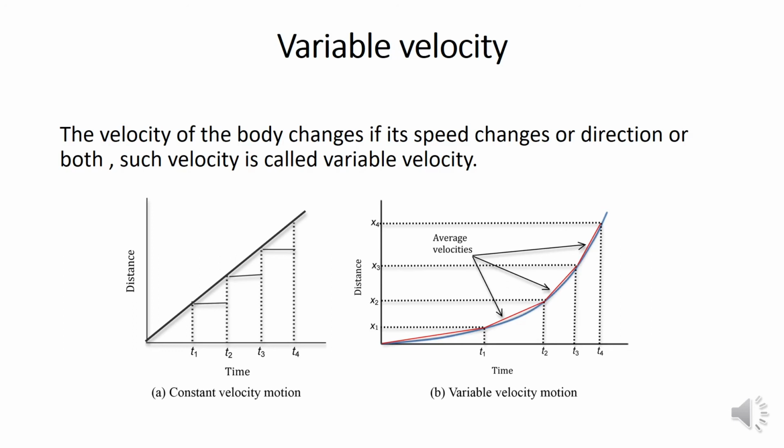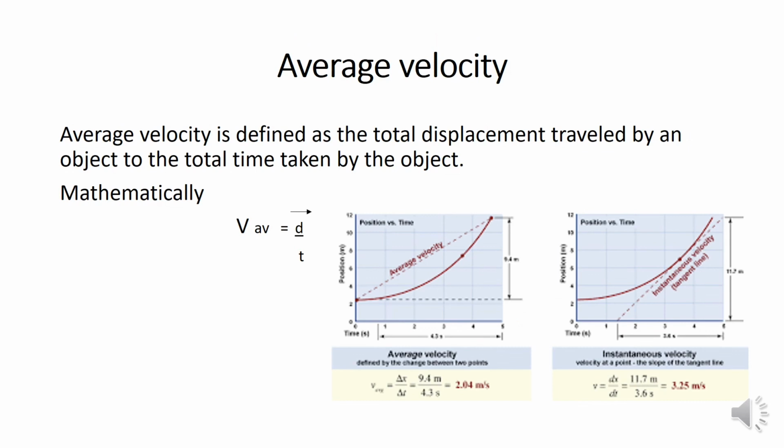Right. Average velocity is defined as the total displacement traveled by an object to the total time taken. So the total distance or displacement you say divided by the total time taken will give you the average velocity. And what is instantaneous velocity? Well, the point over here you can see in the next graph. Okay, at this moment, whatever the velocity was, in that particular direction, that will give you the instantaneous velocity. Okay, I hope it is clear to you all.